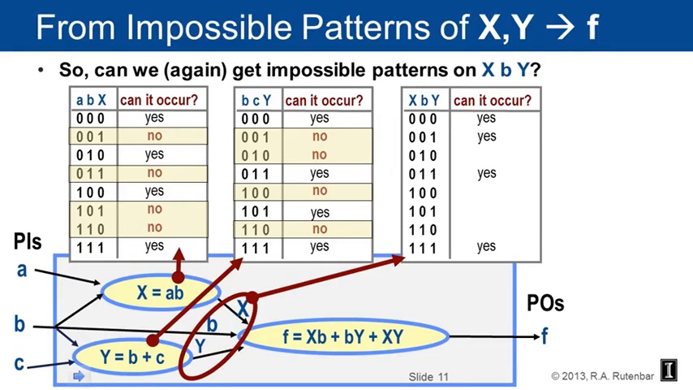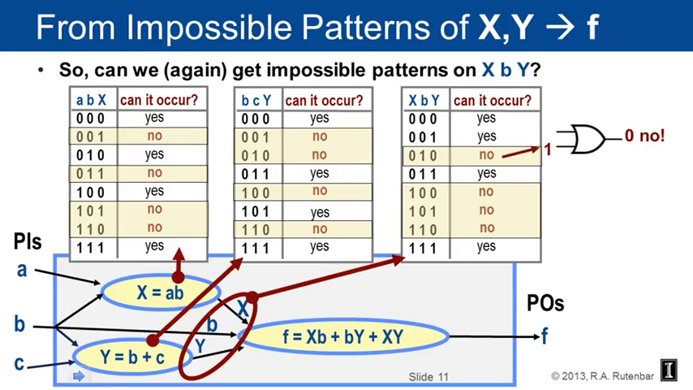And if you just try all those patterns on your x equals AB and y equals B plus C nodes, you'll see that you can find other values for the inputs not specified, in this case A and C, that make that work. And so that leaves us with these 4 patterns, 010, 100, 101, 110 for XBY as impossible.